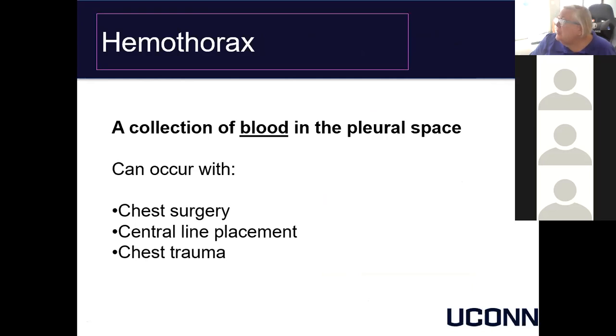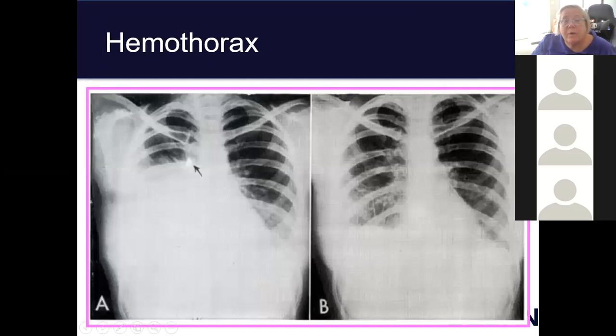So if pneumothorax is air in the pleural space, hemothorax is blood in the pleural space. I said in the lung, excuse me, I misspoke there. It's in the pleura, not the lung. A hemothorax is blood in the pleural space. Trauma, central line placement again, and chest surgery are the three most common risk factors for hemothorax.